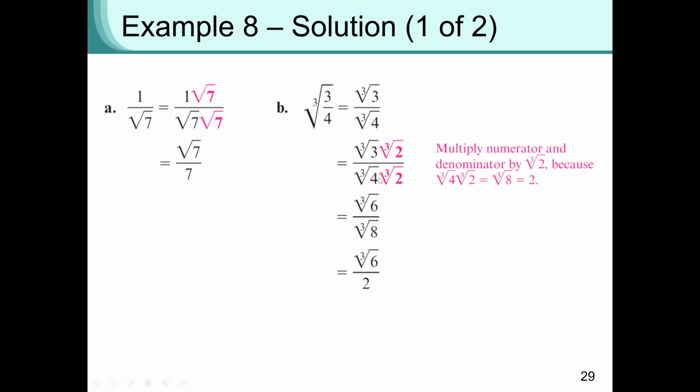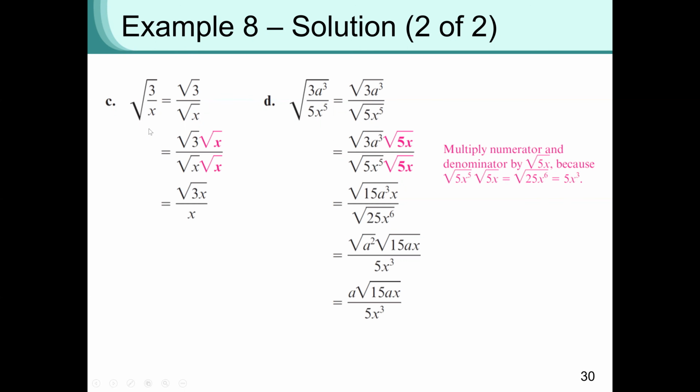So we have to be careful. If it's a cube root, you want to multiply by a value so that you can find the cube of it. If I can find the cube of something, the cube and the cube root will cancel each other, and that will take the radical sign away.